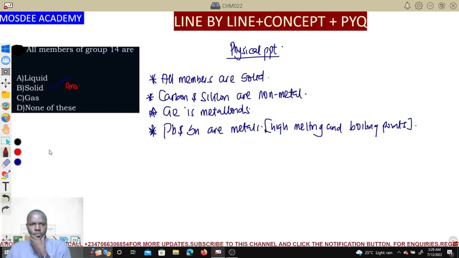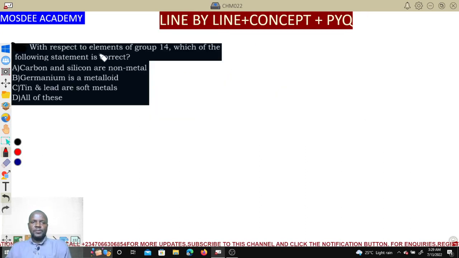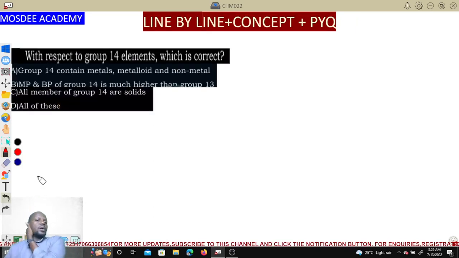The next one. With respect to group 14 elements, which of the following statements is correct? Carbon and silicon are non-metals, correct. Germanium is a metalloid, semi-metal, correct. Tin and lead are soft metals, correct. The answer to this will be all of these. The next question. With respect to group 14 elements, which is correct? Group 14 contains metals, metalloids and non-metals, correct. The melting point and boiling point of group 14 is higher than that of group 13, yes, of course. All members of group 14 are solid is also correct. Definitely all answers are correct. The next one.